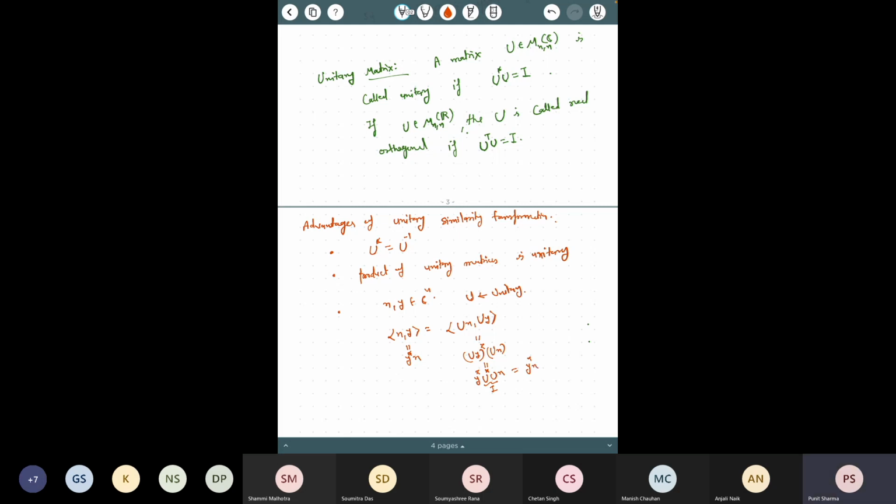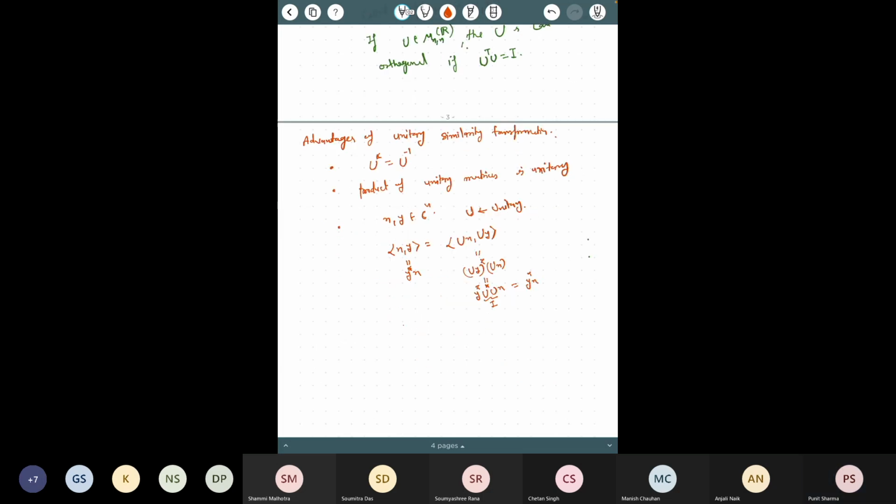So they preserve the angle, and also they preserve the length. That means the 2-norm of x is the same as the 2-norm of Ux. So the unitary transformation preserves angle as well as length.